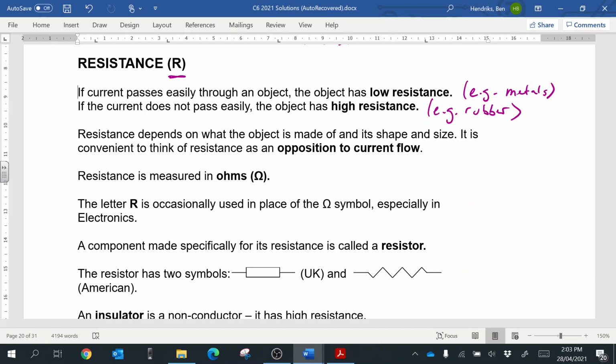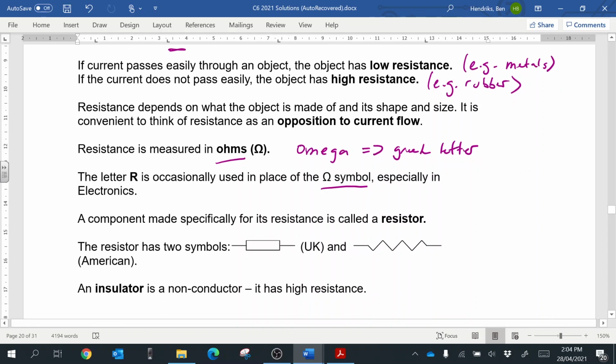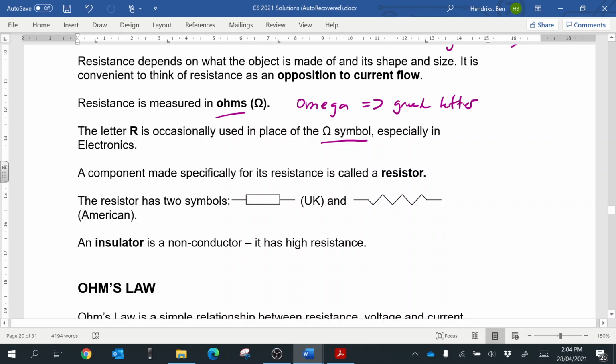Resistance is measured in ohms, so that's the unit for it, and it has the Greek letter omega for the symbol. The letter R is occasionally used in place of the omega symbol, especially in electronics. So sometimes, and we've got an example where we have that, we say that the resistance is something R, but it means ohms as well.